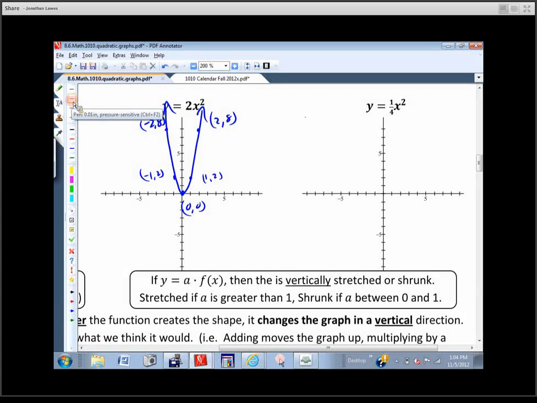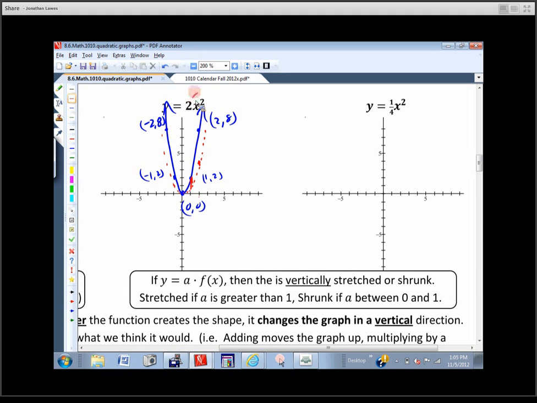Okay, watch. You don't need to write anything, I just want you to watch. Here's what the original one looked like. Can you see how this one has been stretched to be twice as tall? That's what the 2 does. Instead of going over 2 and up 4, I go up twice as far, so I go up 8. So if I were going to go over 3, how high up would I have to go? 18, because I normally go up 3 squared, which is 9, but the 2 makes me go twice as far.